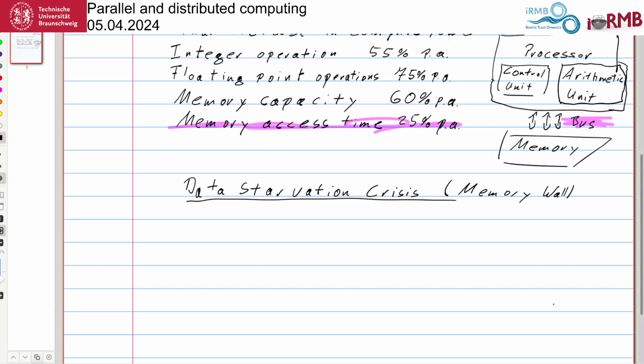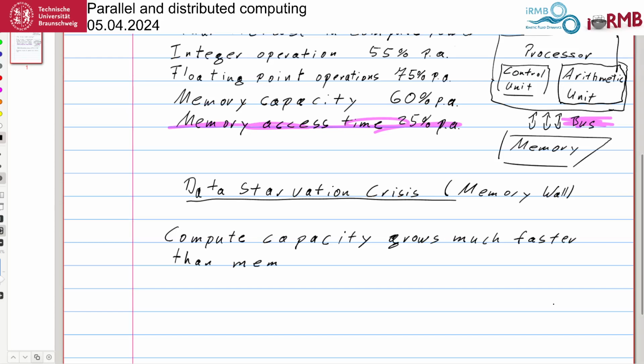And this is the problem that the compute capacity, so the capacity to actually do computations, grows much faster than the memory access time. And this has very significant consequences on how we see programming and how we do computation in general. So basically, the programs that were the fastest 20 years ago are not necessarily fast today.